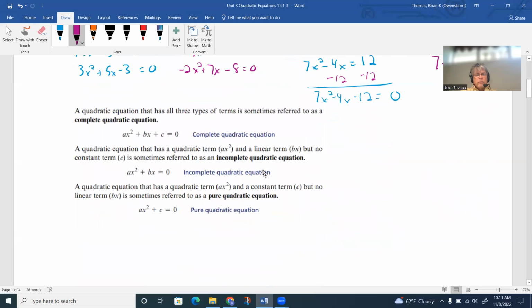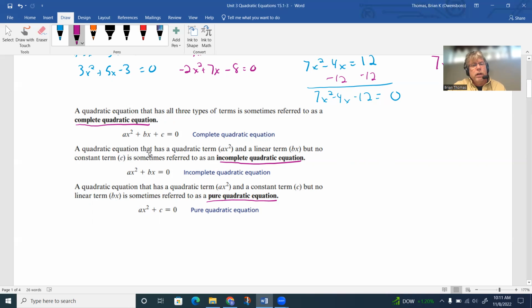So some other vocabulary words that we're going to be coming across: there's this word complete quadratic equation, there's what's called an incomplete quadratic equation, and there's what's called a pure quadratic equation. When it comes to a complete quadratic equation, all 3 terms are present. So the quadratic term, the linear term, and the constant are present. That's a complete quadratic when all three terms are present.